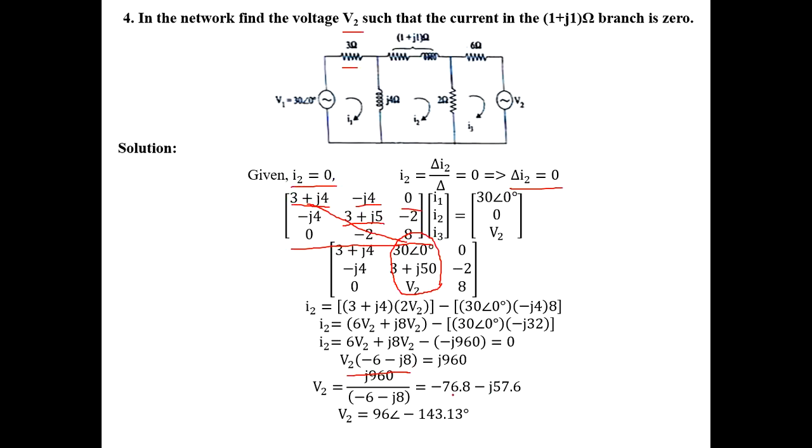Then convert this value. This is the rectangular format. The j term represents the rectangular format, and then convert this rectangular format into polar format. We got the answer as 96 angle minus 143.13 degrees. I have published a video explaining the steps to solve complex equations using a scientific calculator. The link for the same has been given in the description.